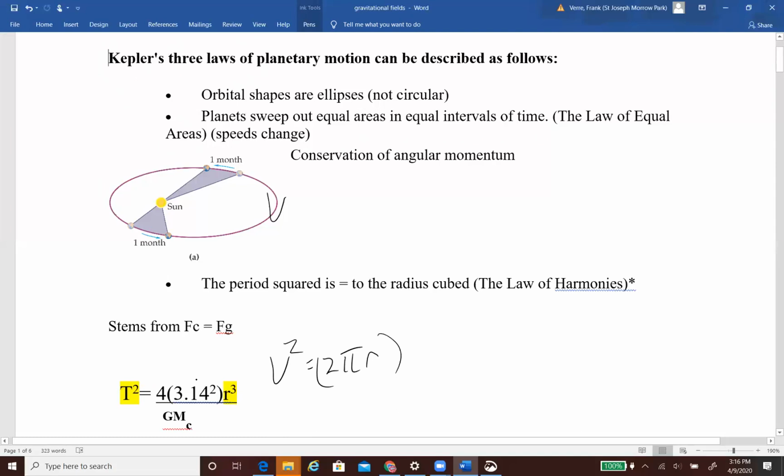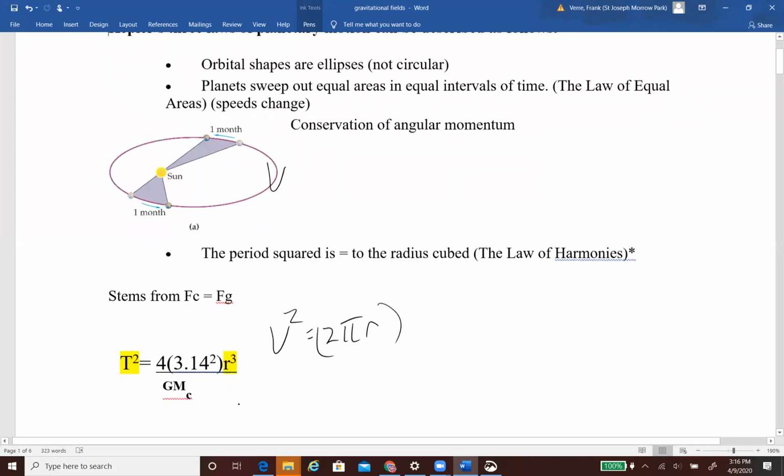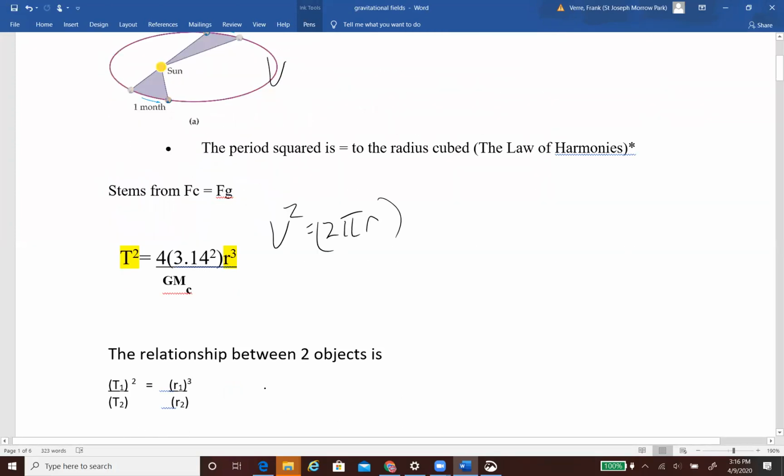That's why we have 4 and we have pi squared in this equation. So those are constants, and then G is a constant, and the mass of the central body is a constant. So really the only thing that changes when we're looking at the planets going around the sun are the orbital period and the orbital radius. And it shows that T squared equals these constants times R cubed.